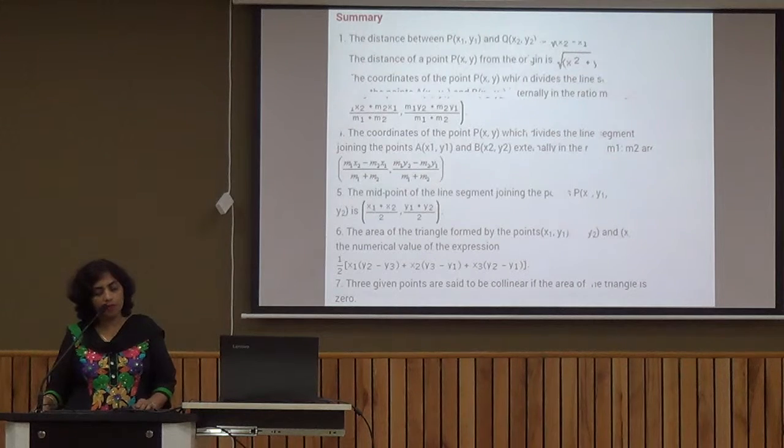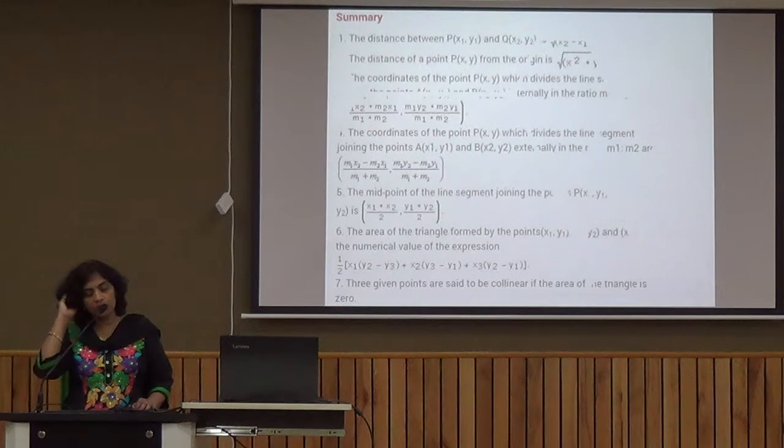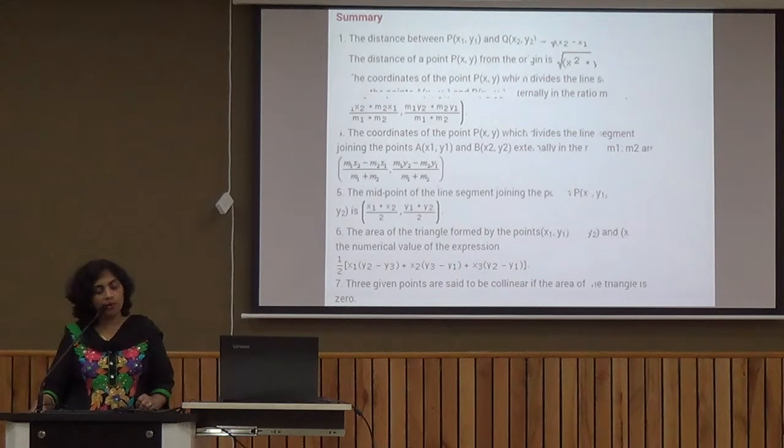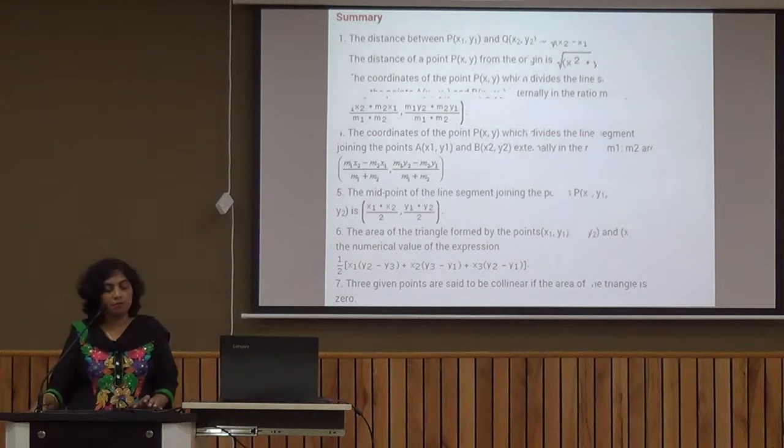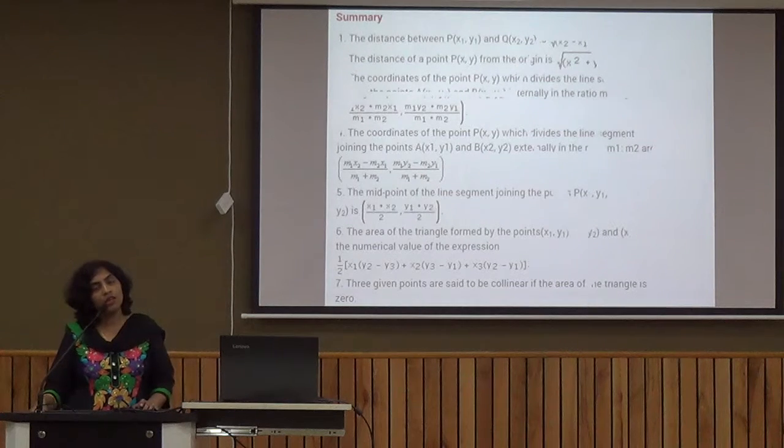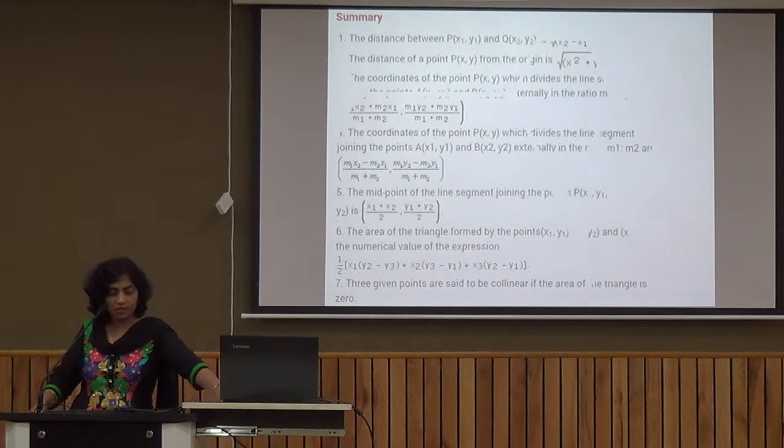Now the coordinates of the point which divides the line segment joining the points externally are (m1x2 minus m2x1) upon (m1 plus m2) and (m1y2 minus m2y1) upon (m1 plus m2). And the midpoint of the line segment joining the points is (x1 plus x2) upon 2 and (y1 plus y2) upon 2. The area of the triangle of the given 3 points is half into x1 (y2 minus y3) plus x2 (y3 minus y1) plus x3 (y1 minus y2). And the 3 points are said to be collinear if the area of the triangle is 0.